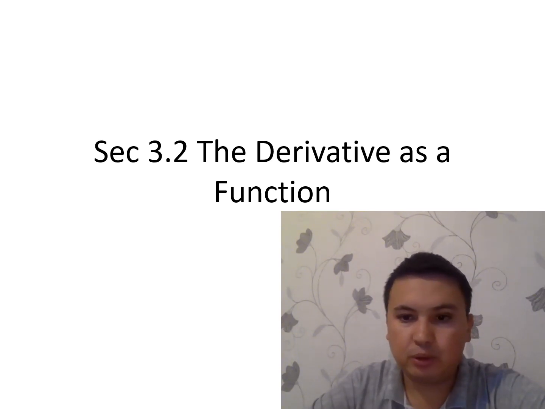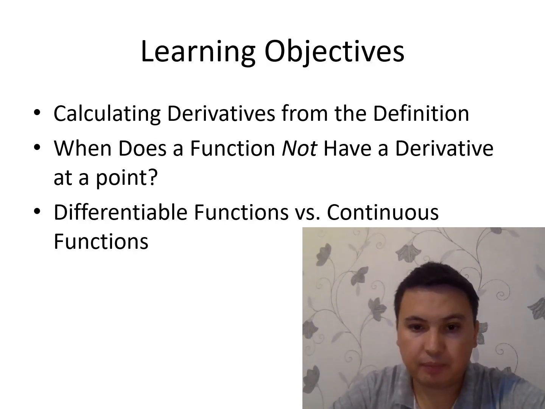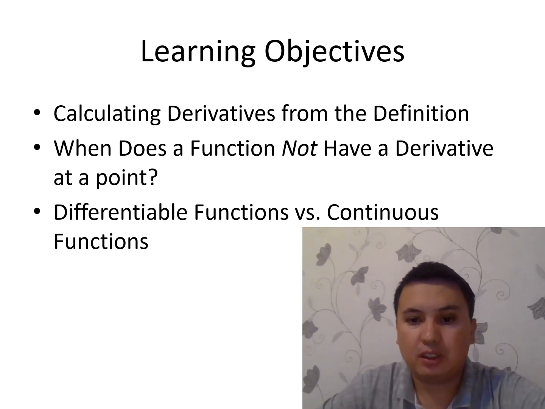Welcome to section 3.2. So we continue our discussion about derivative. We will see more properties of the derivative. Learning objectives are the following. So again, we'll discuss a few more examples of calculating derivative. And then we consider when does a function not have a derivative, right? What does it mean to not have a derivative?